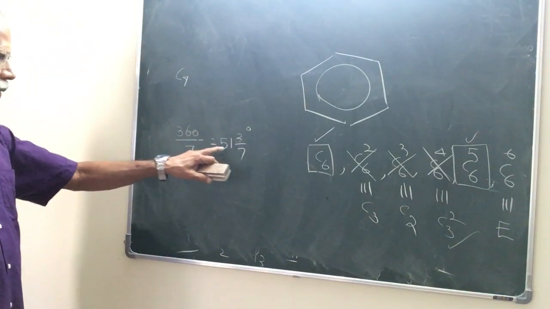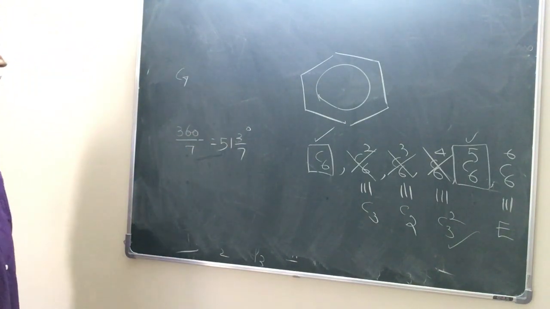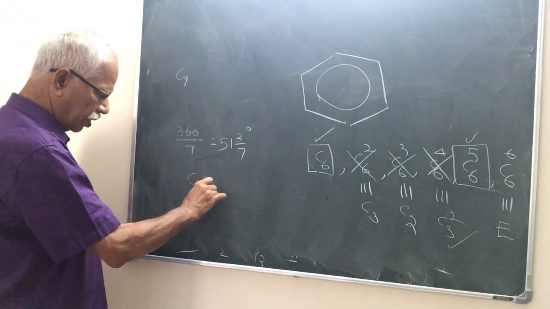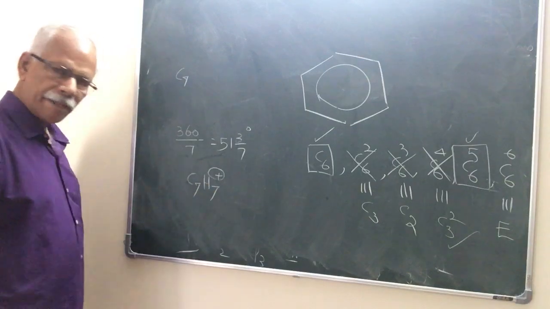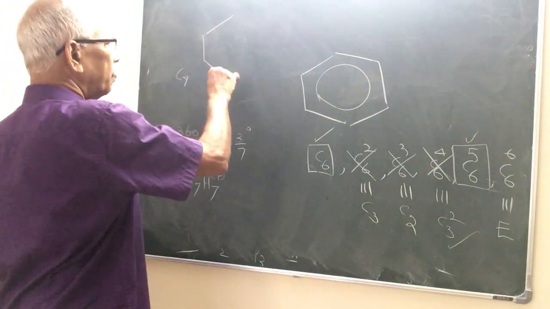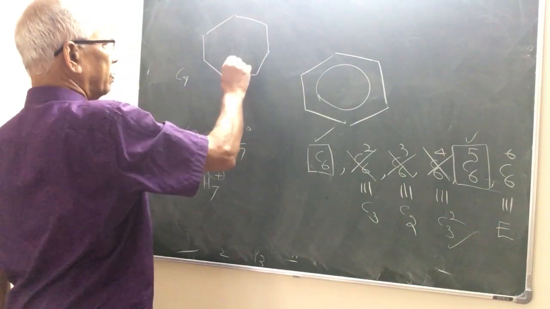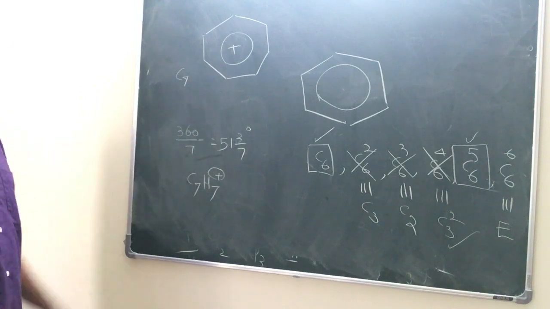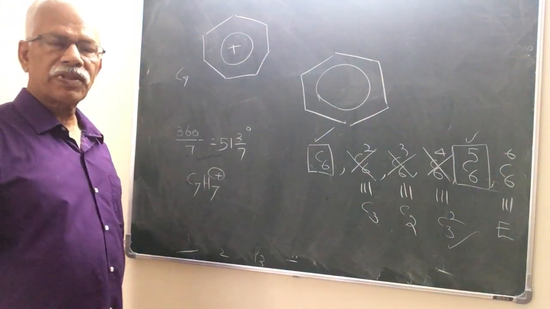This organic molecule, C7H7 plus, the tropylium cation, with carbons 1, 2, 3, 4, 5, 6, 7, has a 7-fold axis of symmetry.